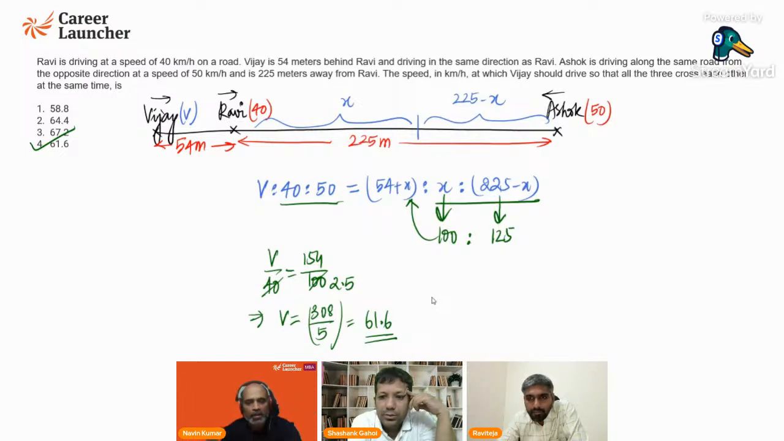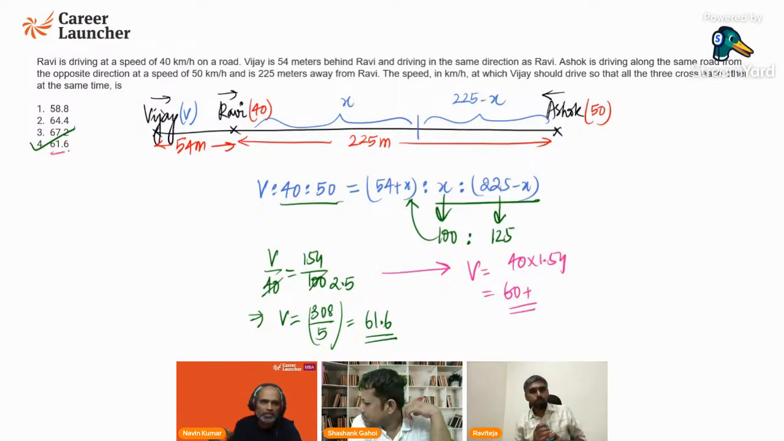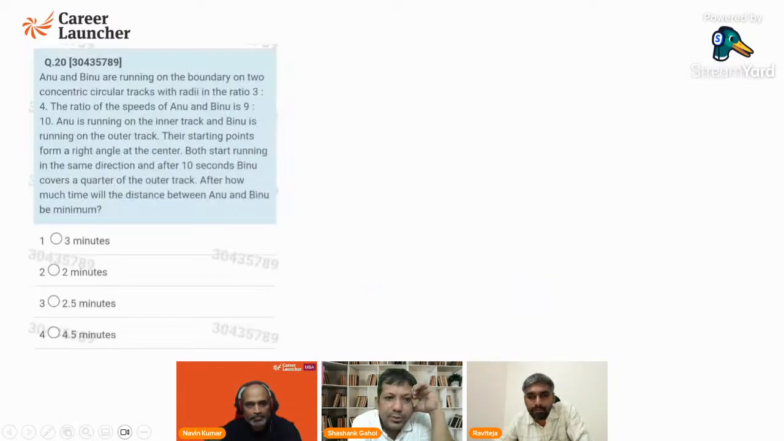Exactly. Basically, instead of taking this to be 2.5, we could have done this as Vijay's speed is going to be 40 into 1.54 times. Doubling, approximately 1.54 twice. Yes, so 40 times 1.5 is 60, so it will be a little bit more than 60, so fourth option. Anyway, okay, let's move to the next one.